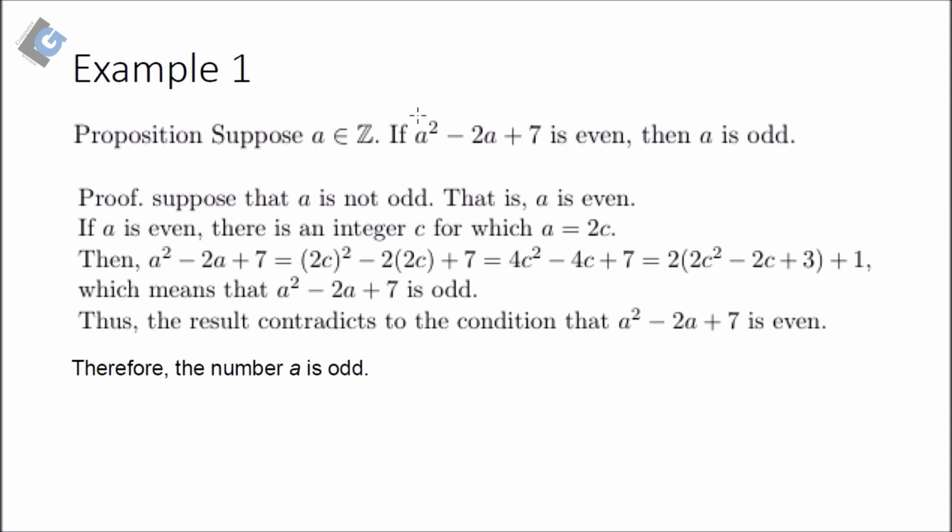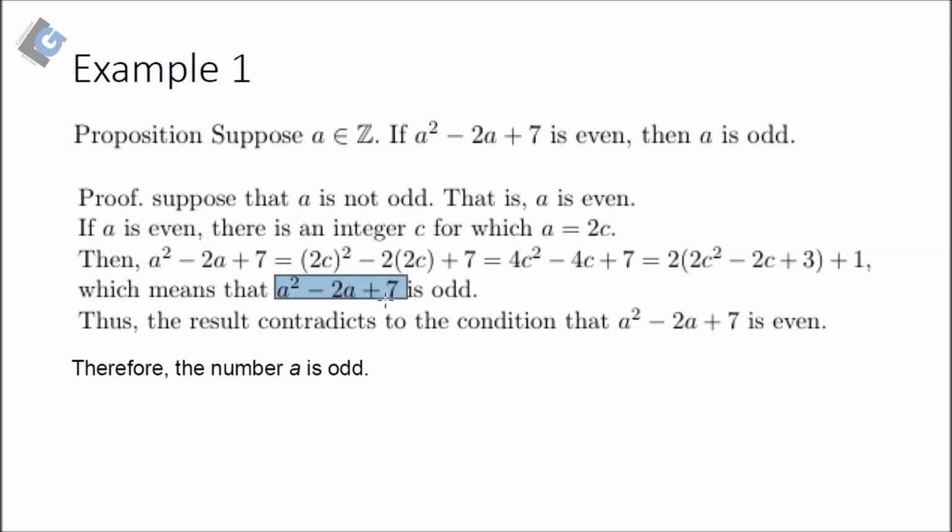So that means the number a to the power of 2 minus 2 multiply a plus 7 is an odd number, right? Because it can be represented by 2 multiply a number plus 1, 2 multiply another number plus 1. So this means that this number is an odd number.